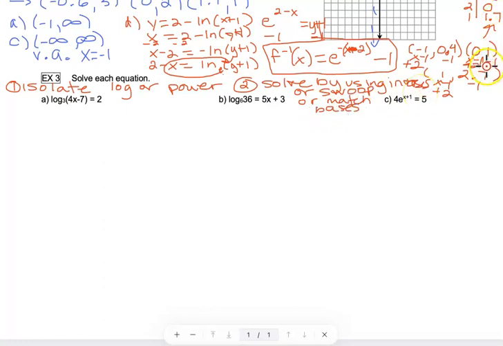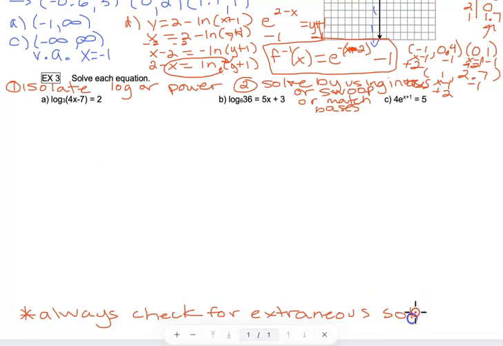Step 3 is going to check for extraneous solutions on logarithmic equations. So always check for extraneous solutions on log equations only. You don't have to check for them on exponentials. Because again, remember, you can't have the input of a logarithm be negative. So if your input is negative, then you have to throw out that solution.